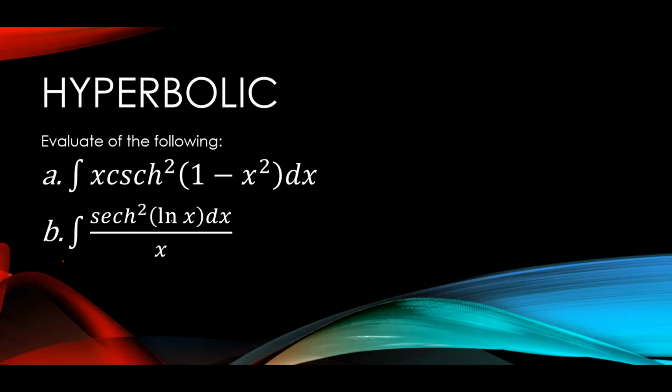Okay, so let's have our last example for hyperbolic functions. That is the integral of secant hyperbolic squared ln x over x dx. So let's try to write this one. Example letter B, the integral of secant hyperbolic squared of ln x dx over x. Okay?